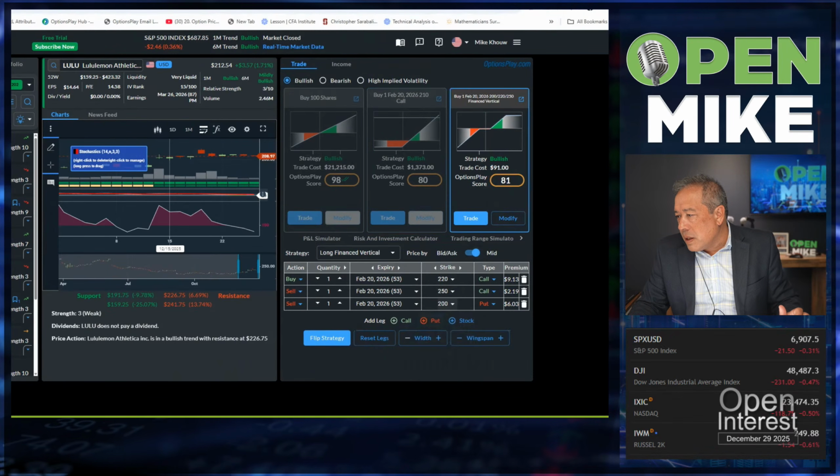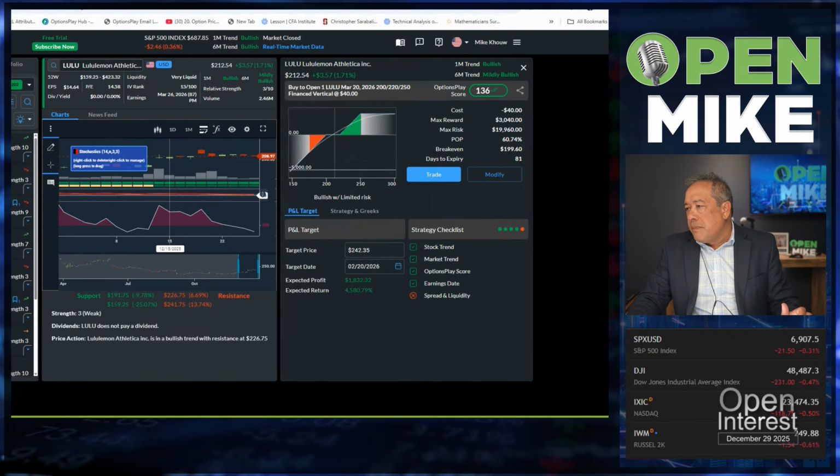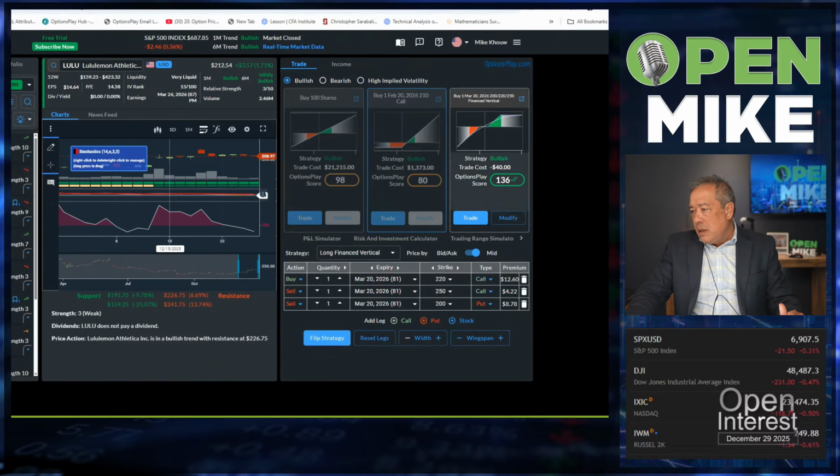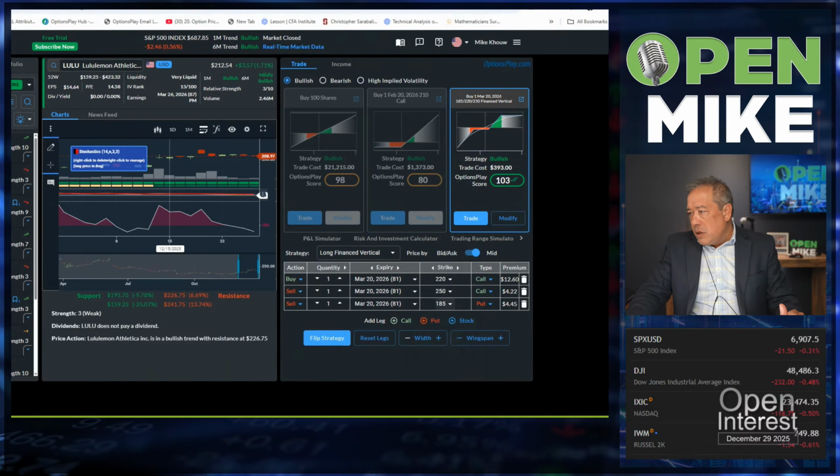We could look at something like the 200s. I might even go a little further out than that. I wouldn't normally, but something like this. In fact, actually, you can probably take this put strike down a bit. Say you wanted to do 185.